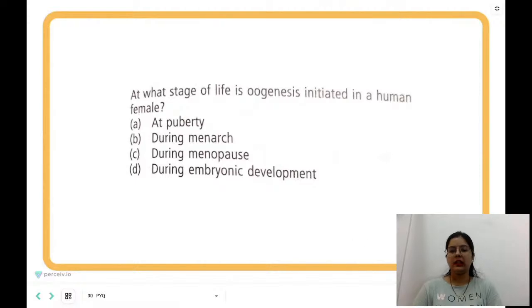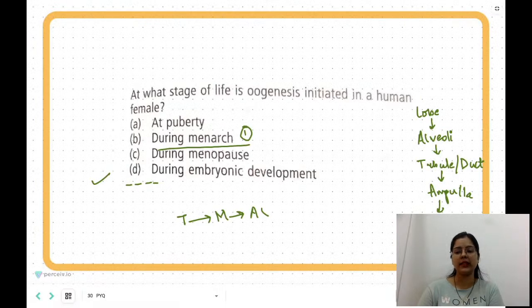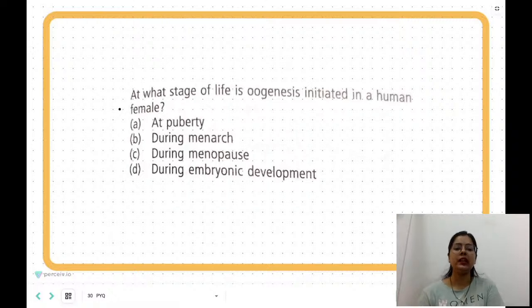question. Now, at which stage of life is oogenesis initiated in a human female? This is a very, very important question, and I just told you in the process of oogenesis how it differs from spermatogenesis. Unlike spermatogenesis that begins at puberty, oogenesis is initiated during embryonic development. But unlike oogenesis, spermatogenesis begins at puberty.